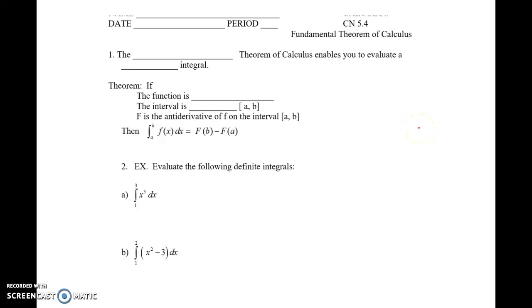Today we're going to begin section 5.4. This is the fundamental theorem of calculus. The fundamental theorem of calculus enables us to evaluate a definite integral.